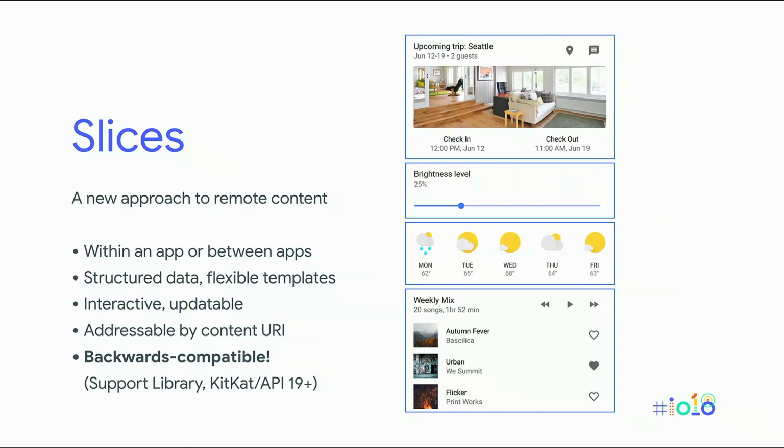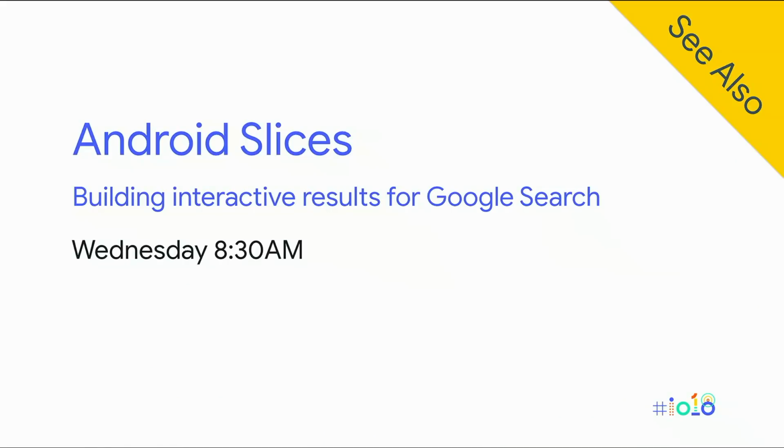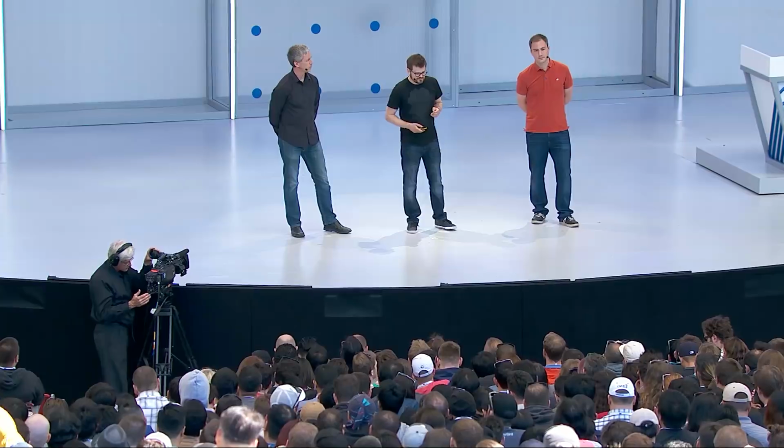It's entirely in Jetpack, so it's backwards compatible. You can use Slices all the way back to API 19. There's a great talk about Slices tomorrow, bright and early, building our interactive results for Google Search. Come to find out more about how all this technology works and how you can build your own.